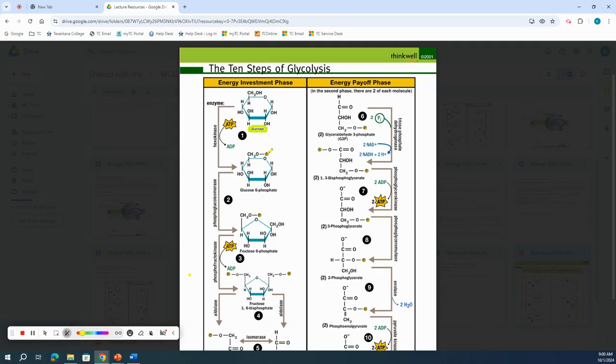Now in your picture, it's not going to be colored, but if you look in your picture, a phosphate has been added to this molecule, okay? So we went from glucose to glucose 6-phosphate. What that means is it was added to the 6th carbon, okay? That 6 tells us it was on the 6th carbon. So that should be a pretty easy change right there. All right, so glucose to glucose 6-phosphate.